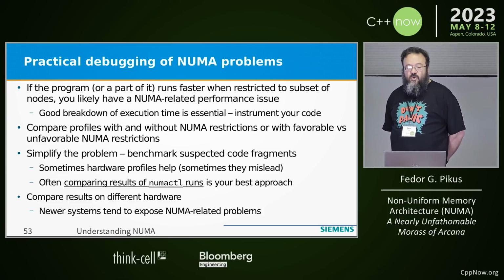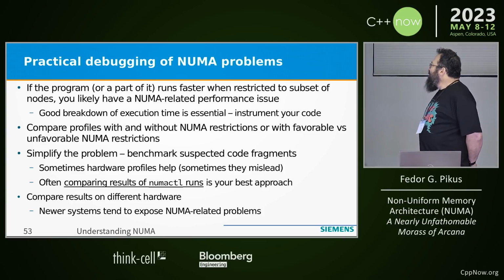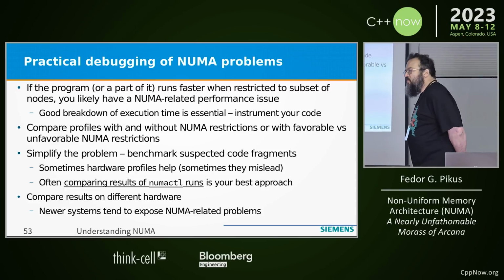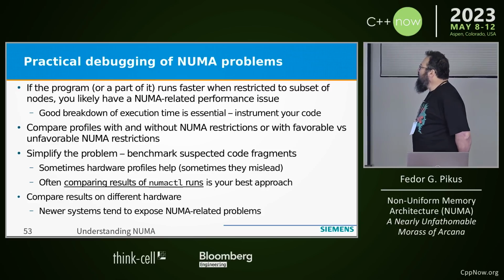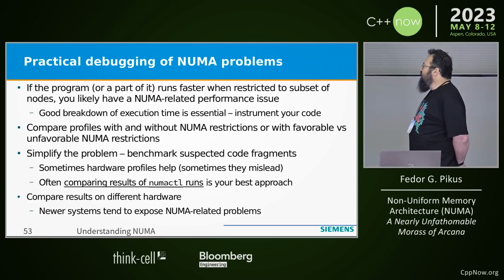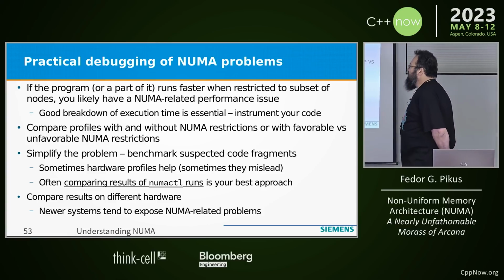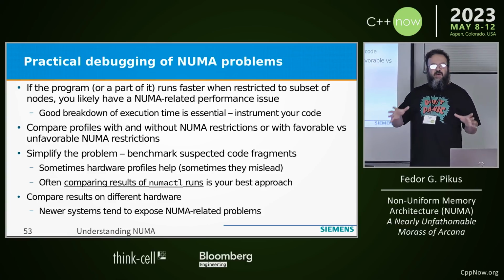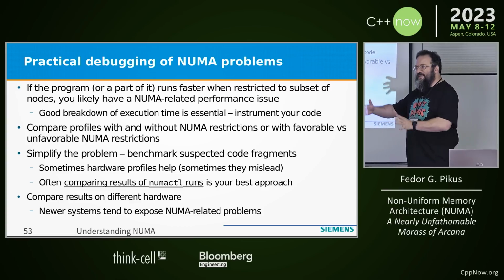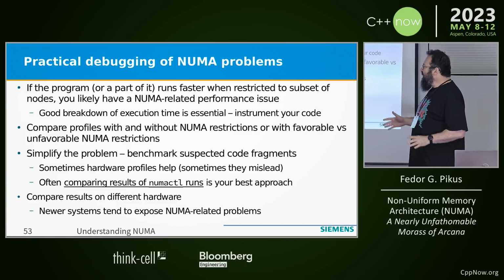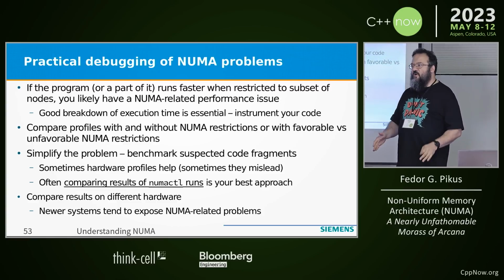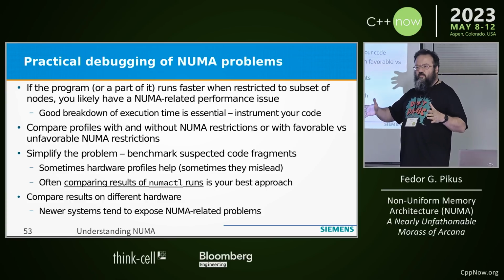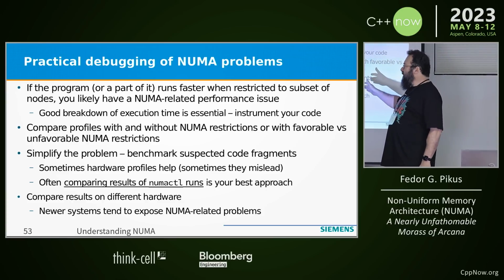Okay, so if you have a program that runs faster under NUMA restrictions than without NUMA restrictions, you likely have some kind of NUMA-related performance issue. It's essential for your ability to debug it to be able to break down the execution time and attribute execution time to different steps in your program. Simply having timers instrumented in your program can be a lifesaver. So just good timers for blocks of execution can be very important.